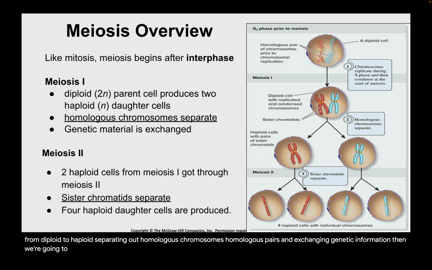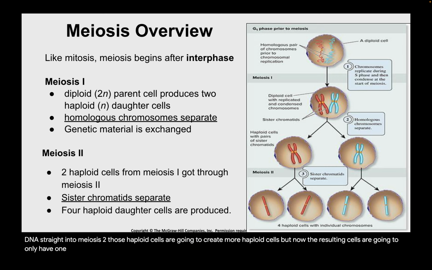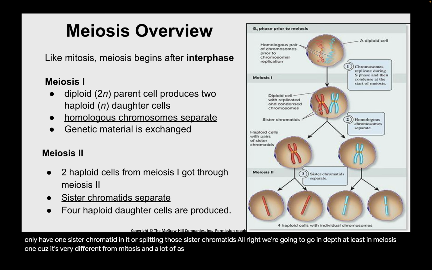So in meiosis 1, we're going from diploid to haploid, separating out homologous chromosomes, homologous pairs, and exchanging genetic information. Then we're going to go straight into meiosis 2. Right? We don't have to go through interphase again because we don't have to duplicate our DNA. Straight into meiosis 2, those haploid cells are going to create more haploid cells, but now the resulting cells are going to only have 1 sister chromatid in it. We're splitting those sister chromatids. All right, we're going to go in depth, at least in meiosis 1, because it's very different from mitosis in a lot of aspects. Meiosis 2 tends to be really similar to mitosis.